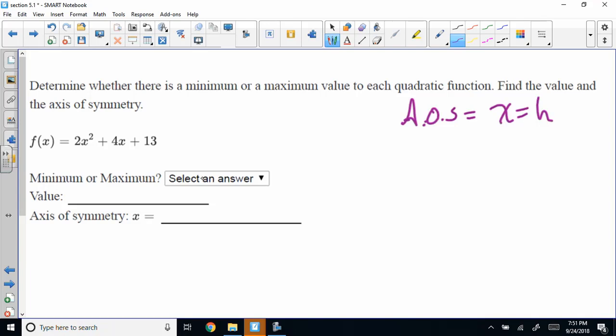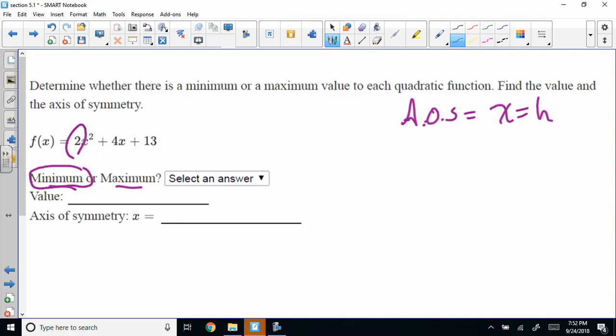But before we do that, is this a minimum or a maximum? What do they mean by that? Which way is it opening? If it's opening up, then you have a minimum. If it's opening down, you have a maximum. Think about valleys and mountains. You'll be okay on that. So this is a positive A, so therefore it's going to be a what? Minimum. That joker's going to open up, and it's going to have a minimum, right?